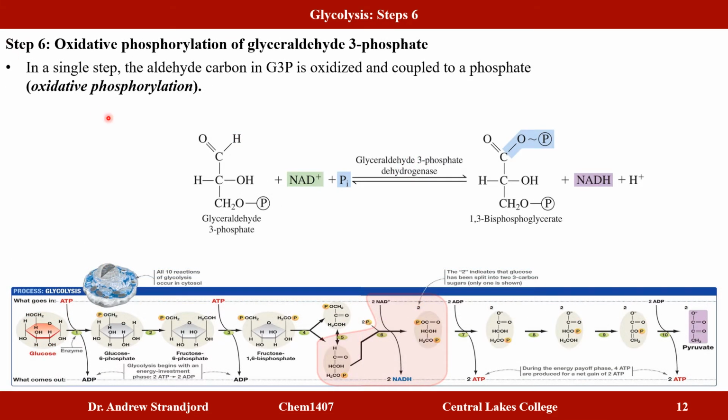The sixth step is an oxidative phosphorylation step where I take my two molecules of glyceraldehyde 3-phosphate in the presence of NAD+ and a phosphate molecule to form the 1,3-biphosphoglycerate. Notice in this case, I've generated an NADH molecule in this process because if I oxidize something, I need to reduce something. I produce a molecule which can then go on to the electron transport chain and produce energy.